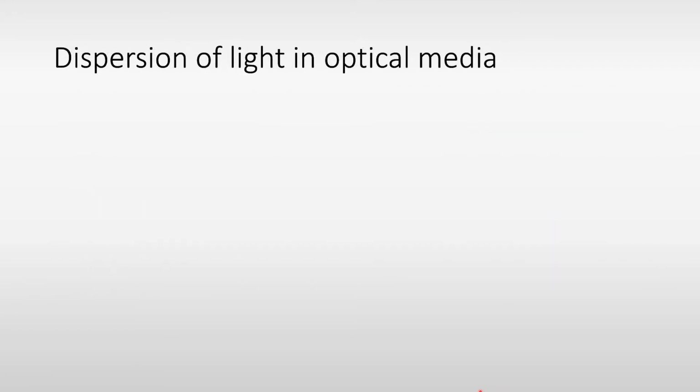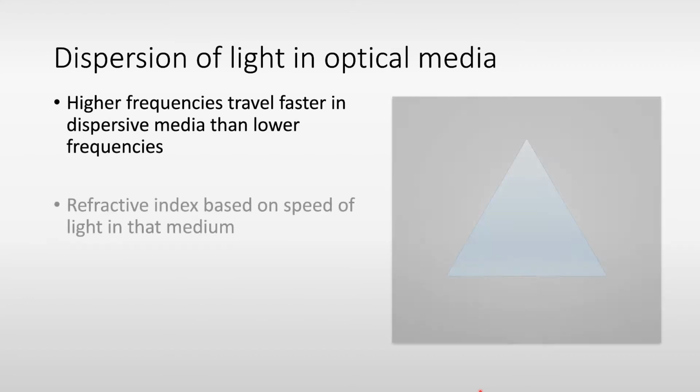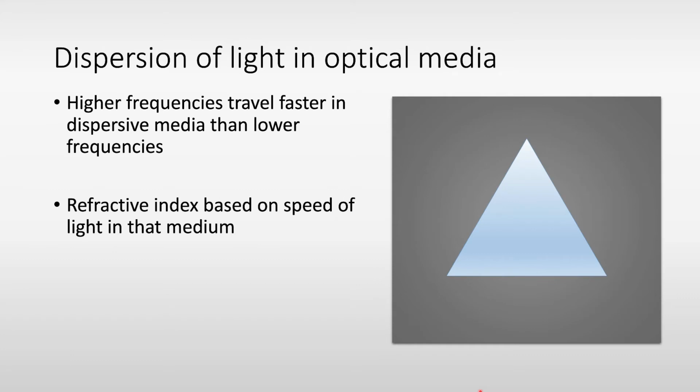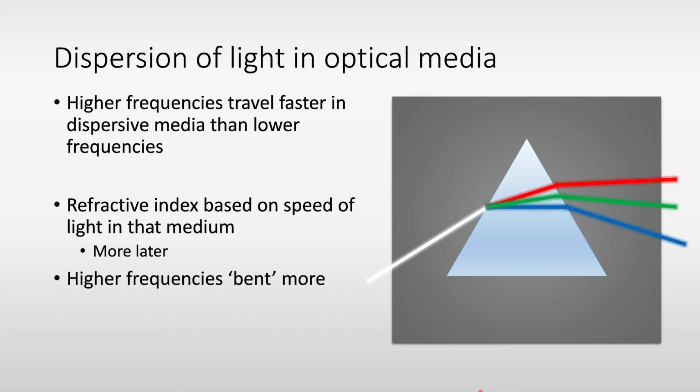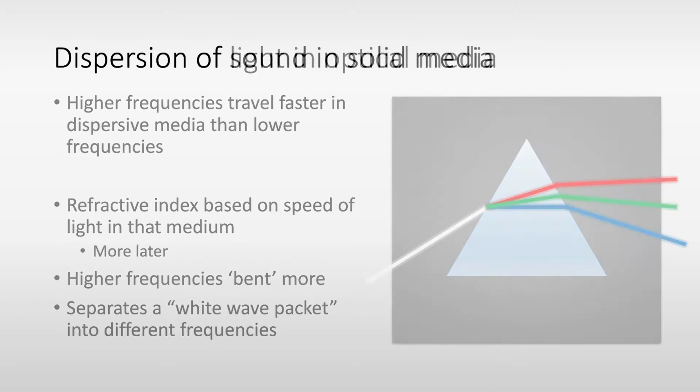We're broadly familiar with the concept of light dispersing in optical media, so higher frequencies travelling faster in dispersive media than lower frequencies, and we're most familiar with this in terms of the separation of light into component parts. The refractive index of light is based on the speed of light in that medium. We'll talk more about that later, but the fundamental take-home result is that higher frequencies look as though they are bent more as they pass through this prism that we've shown here, and this separates a white wave packet into its different frequencies. We'll talk more about this later on.